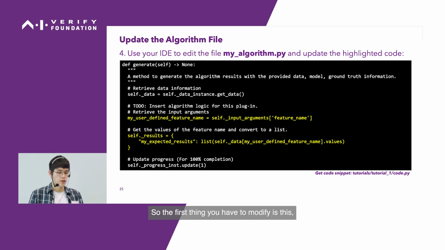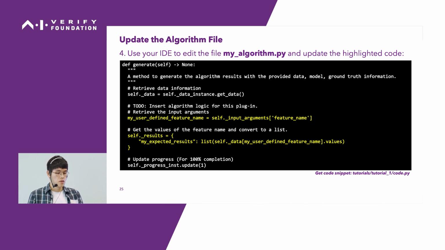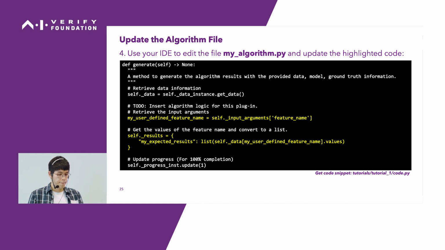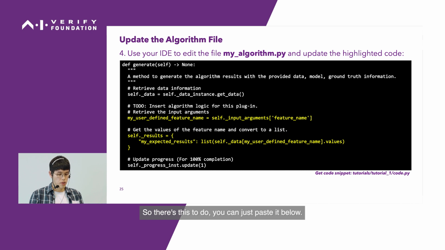The first thing we have to modify is the first line in yellow. What we are doing here is saying that in the input arguments that we have specified in the previous step, we will be looking for this key called feature name, getting the value and assigning it to my user-defined feature name. So this is the first step. We can copy the code over first. Yeah, there's this to-do. You can just paste it below.